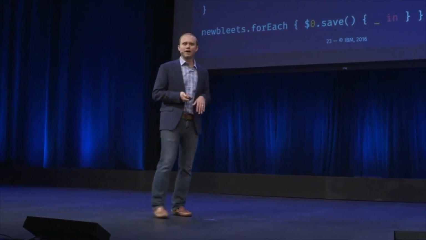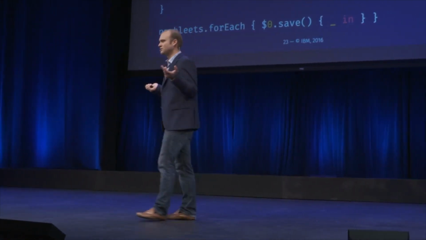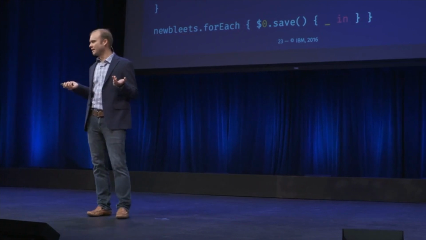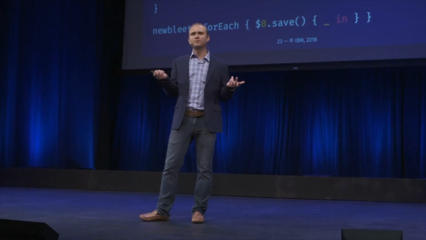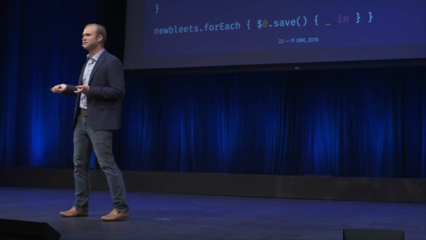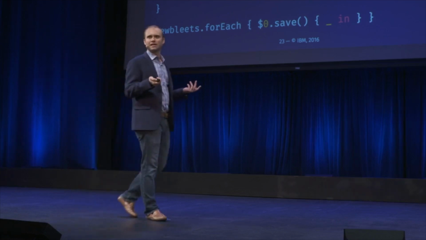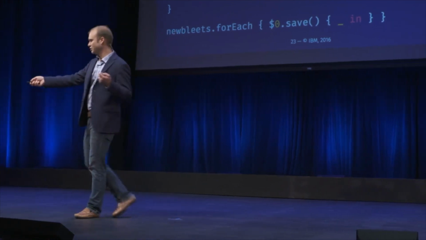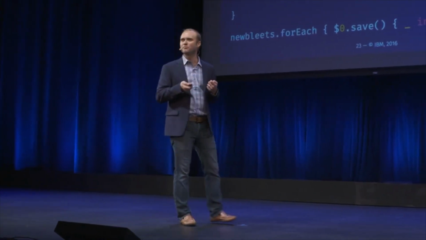Let's say that you have a list of strings of subscribers and you want to create a new bleat for each of them and then save it to the database. Well, you can map the subscribers list onto the constructor of the bleats, and now you get a new list back, and then you can call save on it. And I do realize you can chain the forEach at the end of the map function, and all of this could be one line of code.